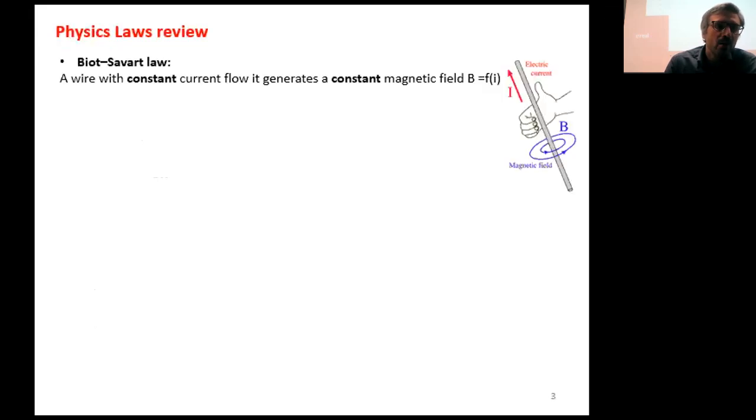The first law we want to recall to understand the working principle of a DC motor is the Biot-Savart law, which tells us that a wire with a constant current flow generates a constant magnetic field around it. This magnetic field reduces with the distance.